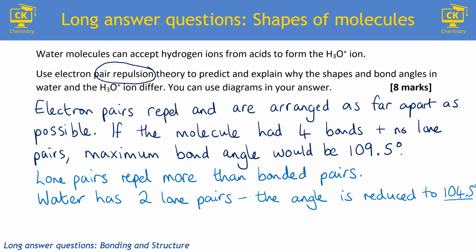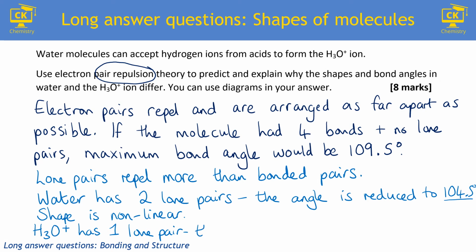We should also talk about the shape. So the shape is non-linear. We don't really have to sort of go over explaining that. We have explained it. It's got 2 bonds and it's got lone pairs, so the bonds are going to be pushed together, so it's not going to be linear. That's it. And then we can do the same thing for H3O+. It has only 1 lone pair. So the angle from 109 is therefore 107. And the shape, because there are 3 bonds, is pyramidal.